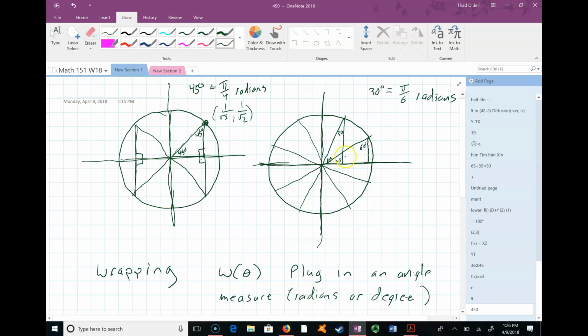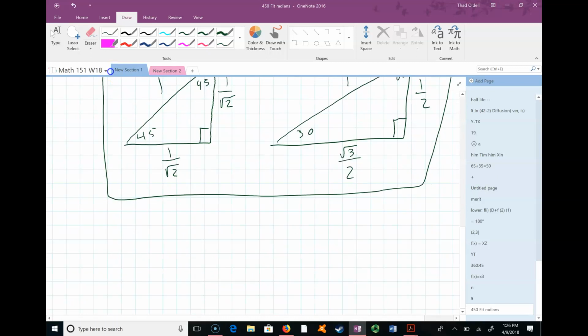Likewise over here, 30 degrees. So what's the coordinate of this point right here? Well, that distance right there is the long side of the 30, 60, 90, so that'd be square root of 3 over 2. And that distance right there is the short side of the 30, 60, 90, so that'd be 1/2. So that's the system. So you have to memorize these triangles.